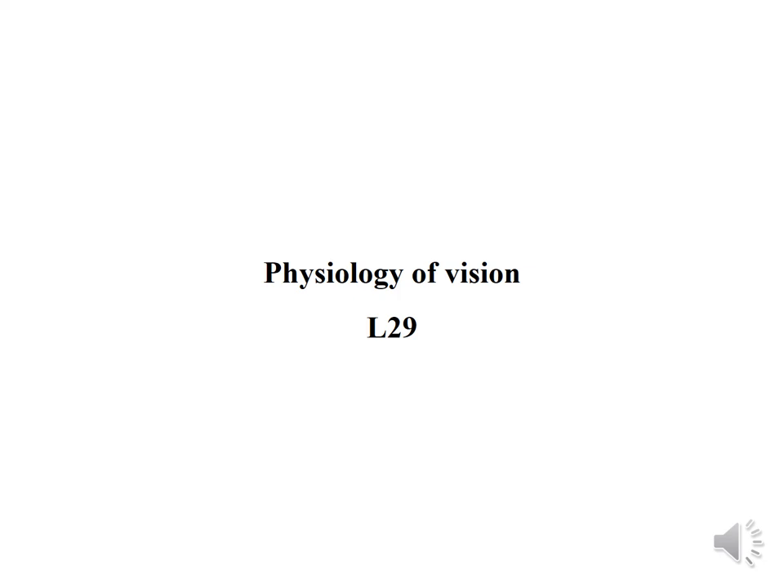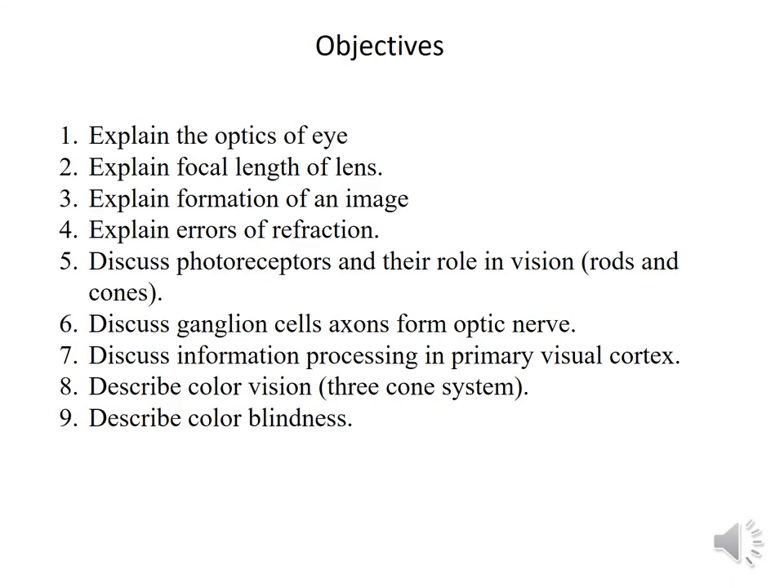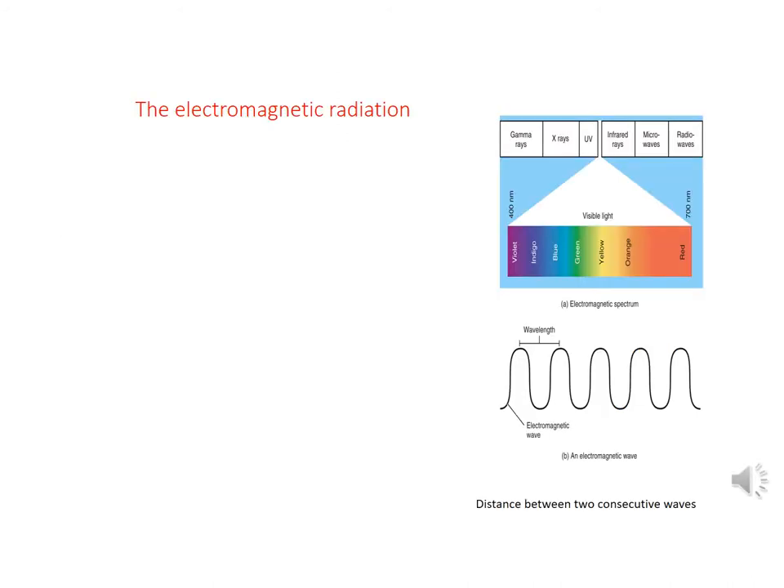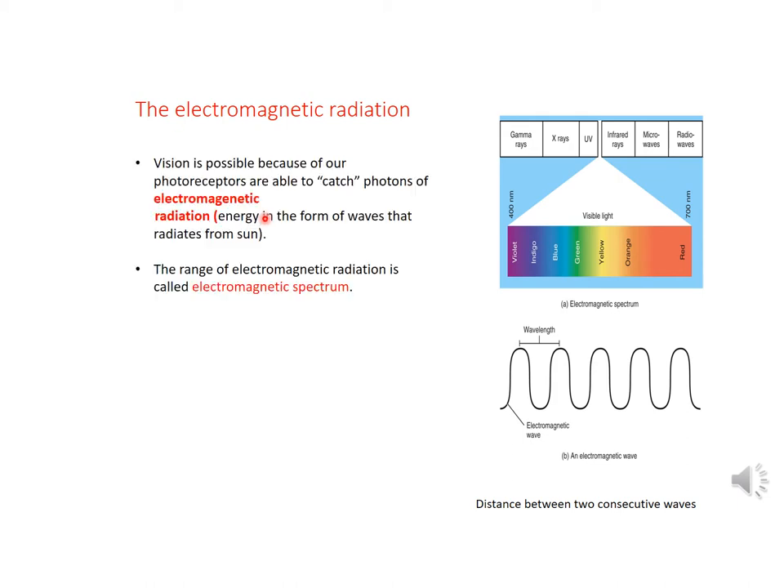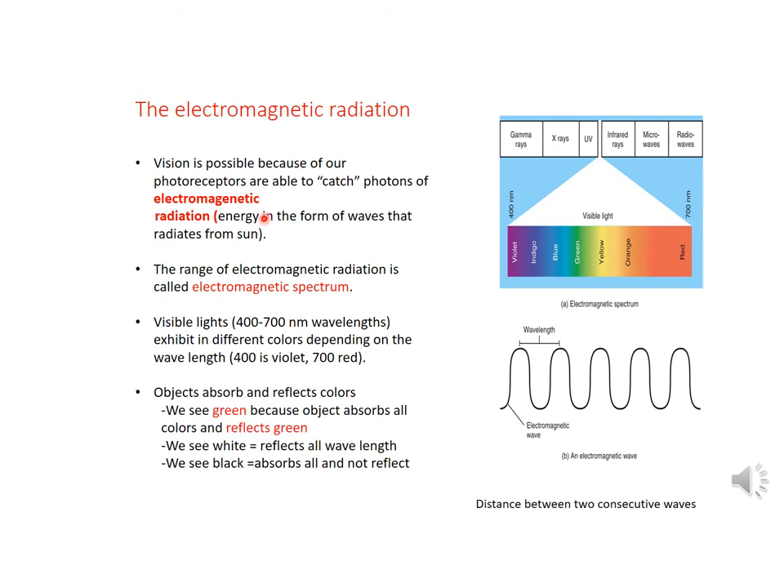We are going to study the physiology of vision, the first one of the special senses, and we have to identify the mechanism of vision, or the mechanism of stimulation of the photoreceptors. Electromagnetic radiation: photons of light and electromagnetic radiation.